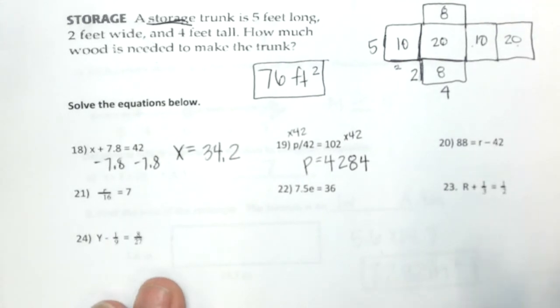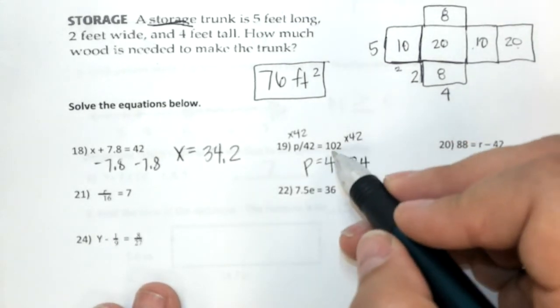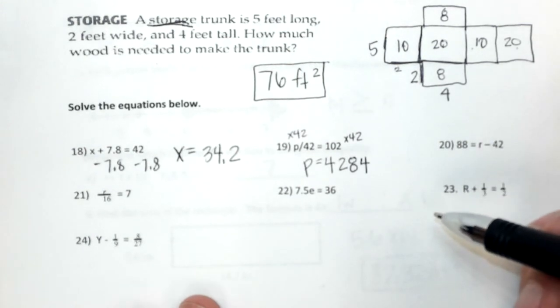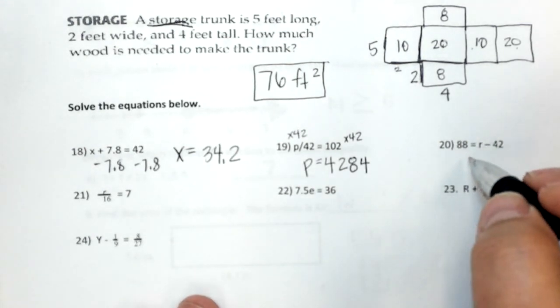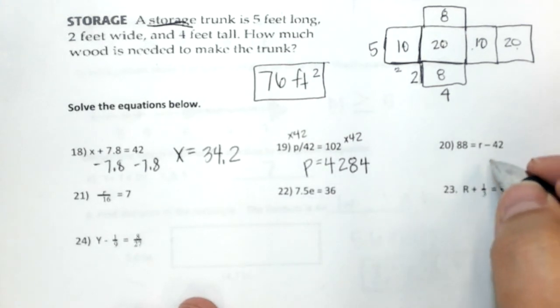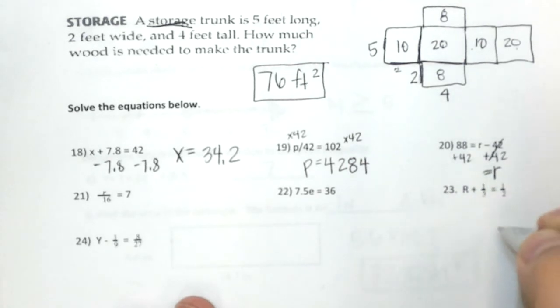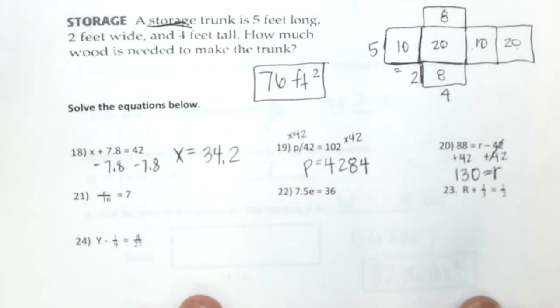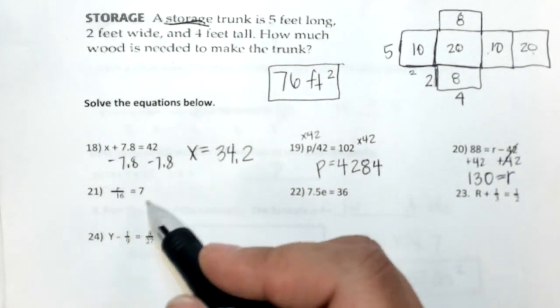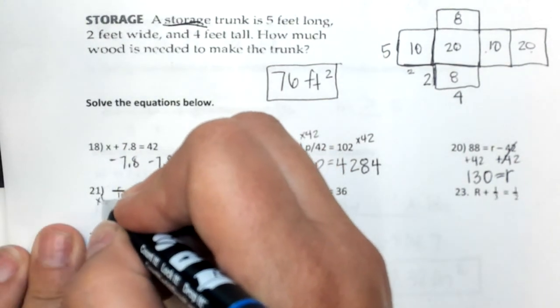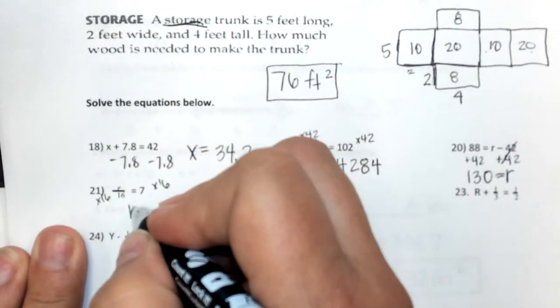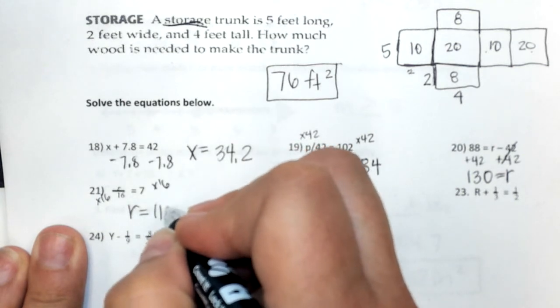Hey guys, make sure you're listening. It'd be 102 times 42. Got the right answer. Okay, here we go. This is subtraction. How do I solve it? Addition. Okay, R is equal to 130. Okay, R divided by 16. How do I solve it? So times 16 on both sides. 112.